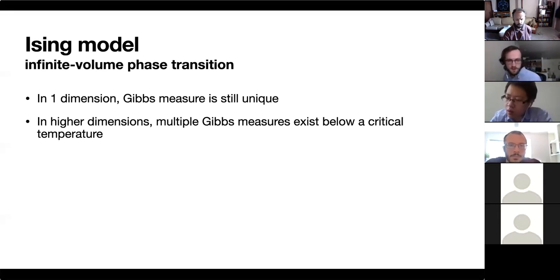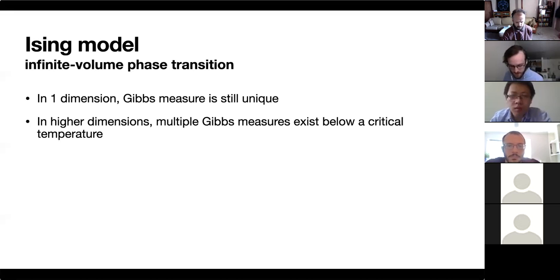In higher dimensions, there do exist multiple Gibbs measures, at least below a critical temperature. So that's pretty cool because that's what we wanted, right? It's supposed to be some Curie temperature, above which there's a unique equilibrium state. And below that, we have a phase transition with a plus state and a minus state. Possibly, actually, in some cases, there's many more.